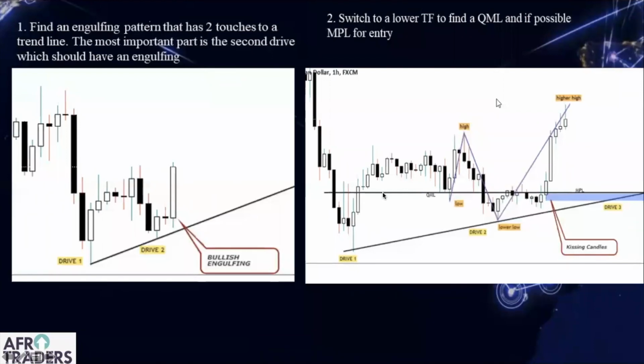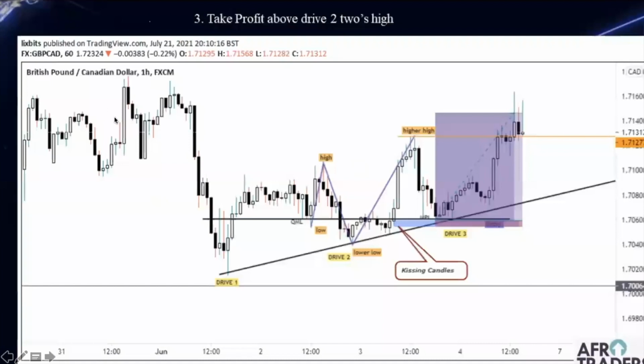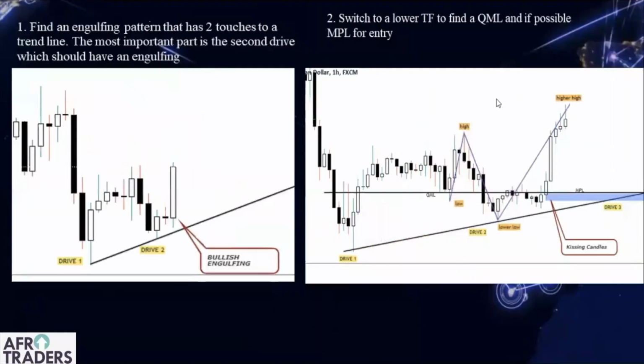Okay, so this is how it played out. You see the QM just came to hit it on the trend line and bam, we are done. It says to find an engulfing pattern that has 2 touches to the trend line. In this particular method, we start from a higher time frame, finding an engulfing pattern that has 2 touches to the trend line. The most important part is the second drive that has the engulfing.